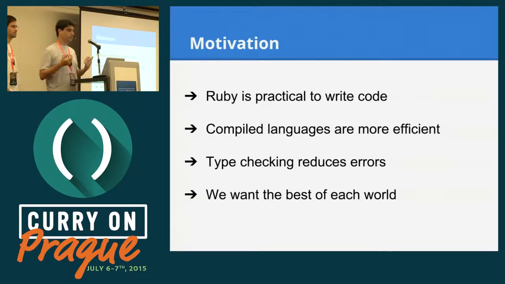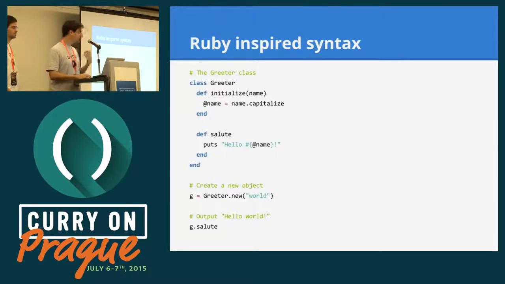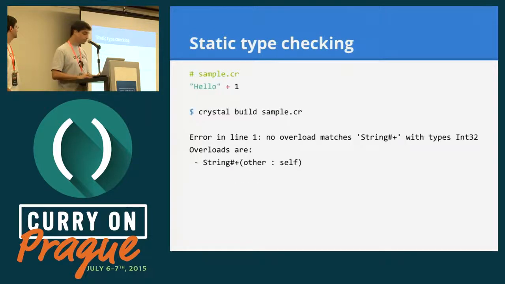We wanted the best of each world, so we started this project to experiment with a language that can provide the flexibility of Ruby, but the advantages of a compiled and typed language. So we inherited the syntax from Ruby. This simple code here is either a Ruby or a Crystal program. Not every Ruby program is a Crystal program, and not every Crystal program is a Ruby program, as we'll see in a moment. But we inherit many of the things we like from Ruby.